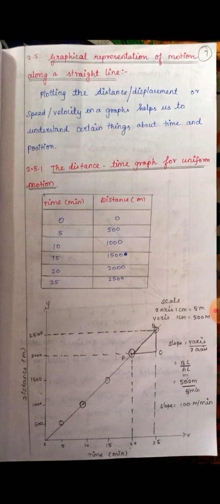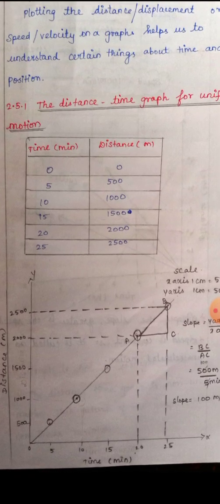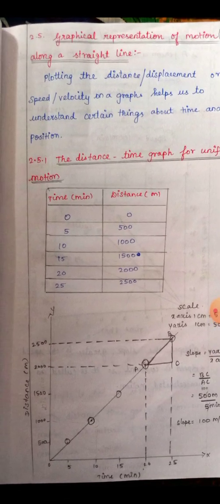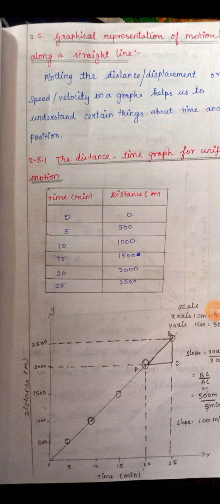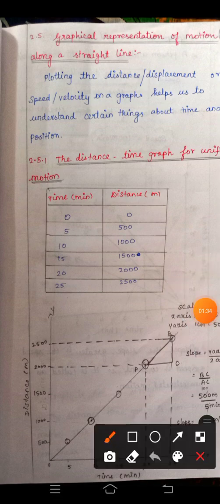Now we are going to plot all these values on the graph. See here, time is taken as the x-axis and the distance is taken as the y-axis. So see here, the time is 0, 5, 10, it is increasing by 5, 5. So we are marking the values as 0, 5, 10, 15, 20, 25.